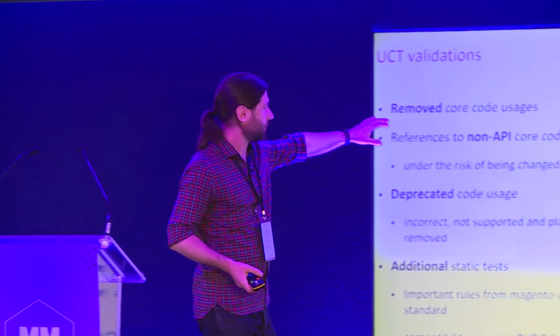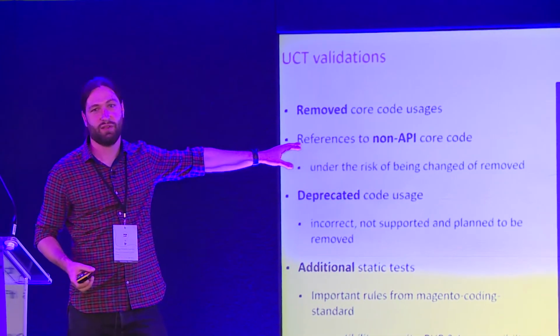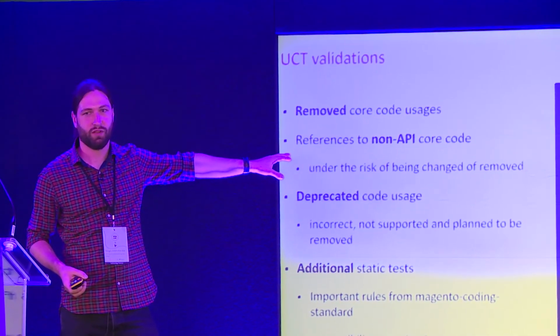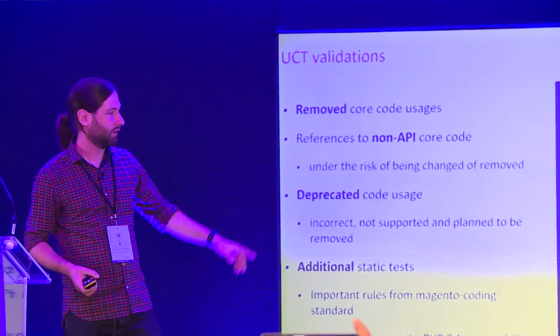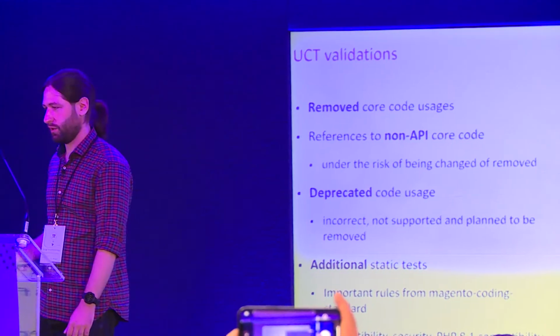What UCT actually identifies, it's removed code that is referenced, that handles even if API is removed and you have been using it, UCT will output it and show it to you. It's reporting all non-API usages that can lead to the problems, like the code may be removed not in your target release, but in the next release anyway. And even if the code is not removed, the behavior can change.